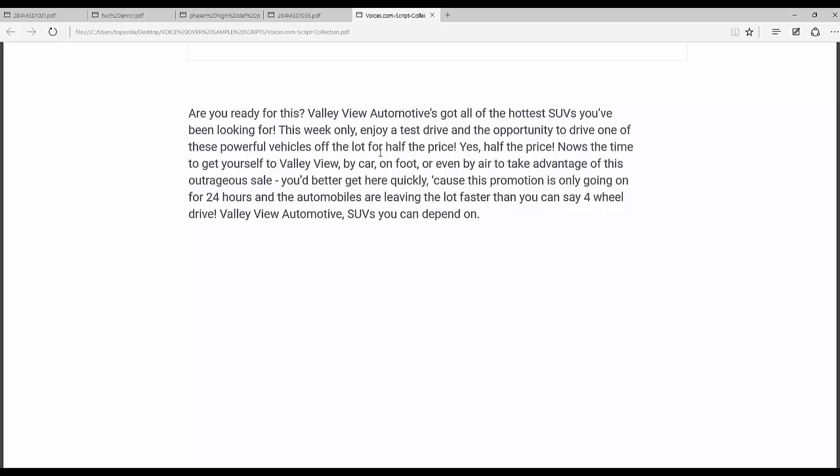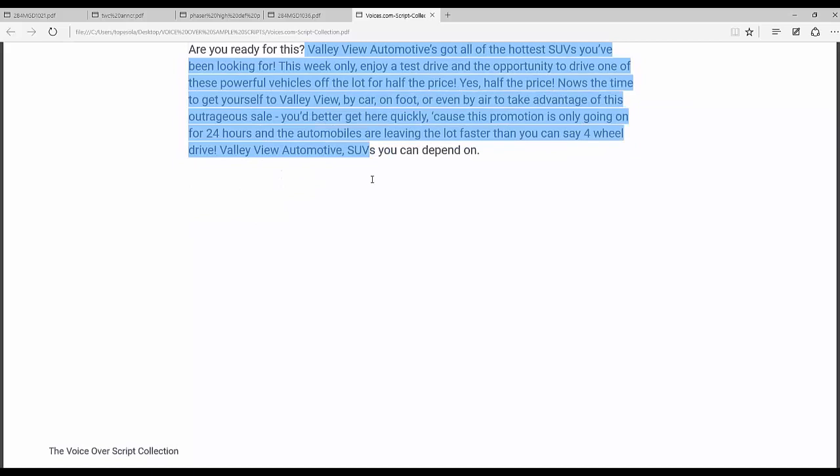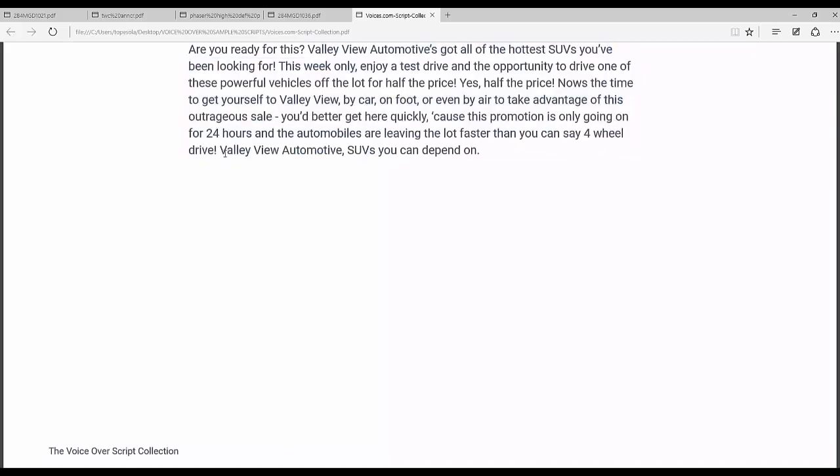You see that? You see at the beginning, it started soft. Are you ready for this? And then we went all the way. Valley View Automotive's got all the SUVs you've been looking for, this week only. Enjoy a test drive. So we went, then by the time you're landing, you're now reducing the pace. You've increased their blood pressure enough, now you're bringing it back to normal. That's the idea. So Valley View Automotive, SUVs you can depend on.